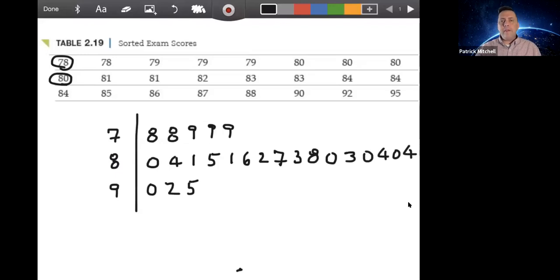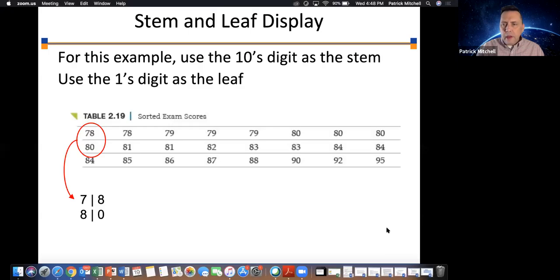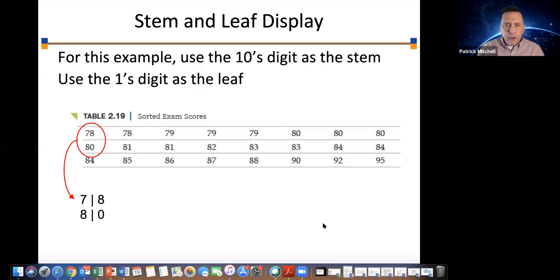All right. So that is what I call the rough draft of the stem and leaf display. The reason I call it a rough draft is because if you look at the 80s row, those numbers are not in order. And we want to put them in order. So now I'm going to switch back to the PowerPoint where they do have them in order. And then I'll let you in on the secret that I was pretending not to notice.